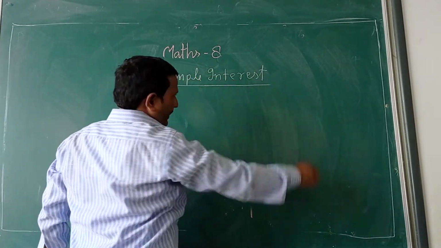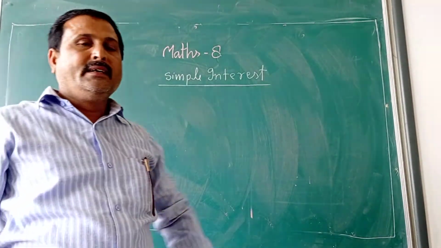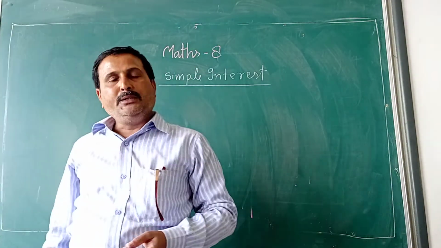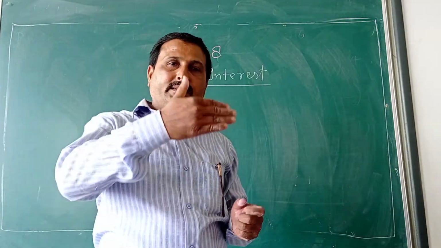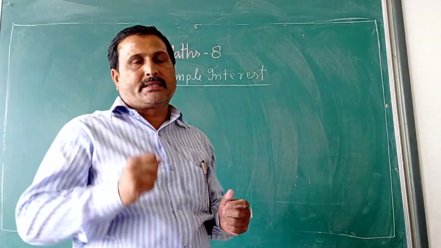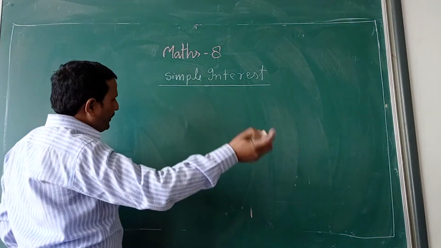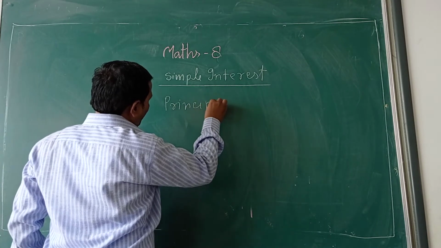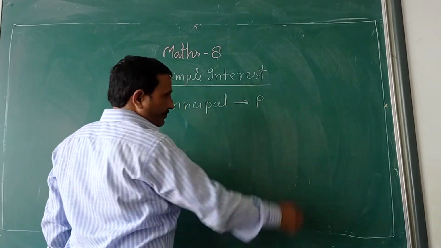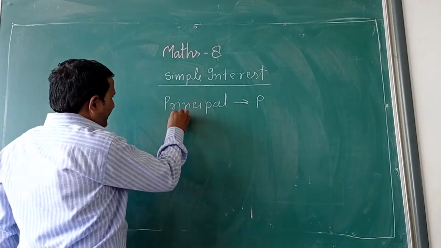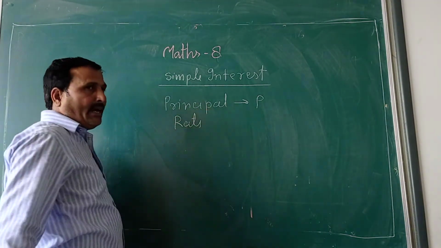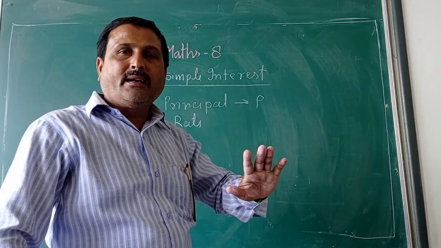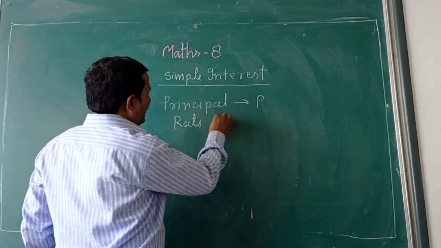What is simple interest? In lower classes you have studied it. Suppose you have given money to a person, 1000 rupees, at 10%. Whatever your money is, that is called the principal, written as P. Rate: what is the rate you are giving? 5% means per 100, 5 rupees. 10% means per 100, 10 rupees. That is called the rate.